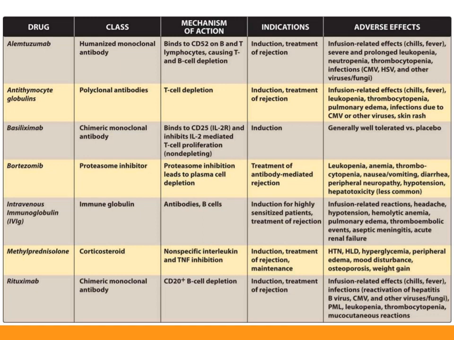This is a chart of various different drugs that are used for rejection, either induction or treatment of rejection or maintenance therapy. I'm not going to spend a lot of time going through this chart because we are going to talk about the drugs individually, but this is a nice place to have all of the information to come back to. You can see you've got the drug, the class. Most of these are some sort of antibody, so monoclonal antibodies, polyclonal antibodies, immunoglobulin, which is an antibody.